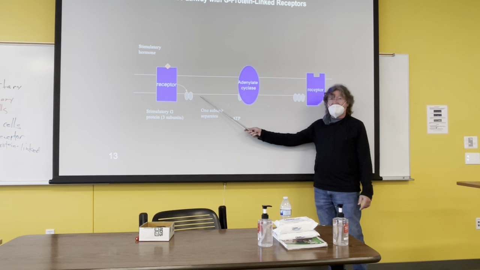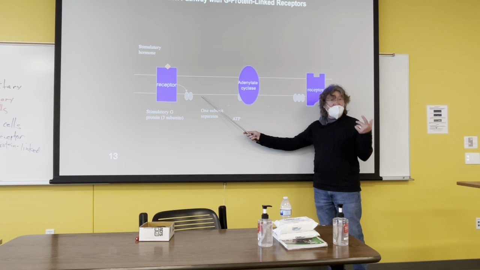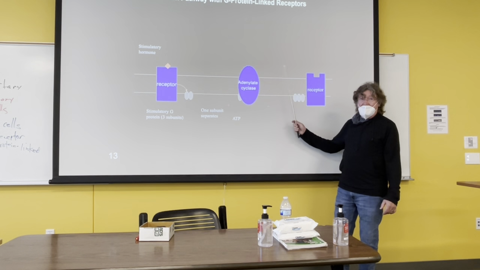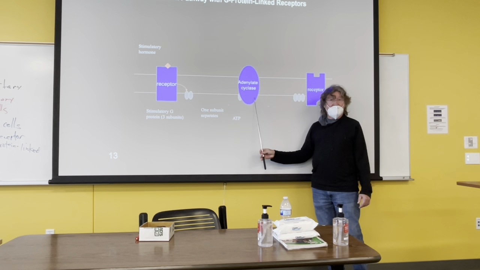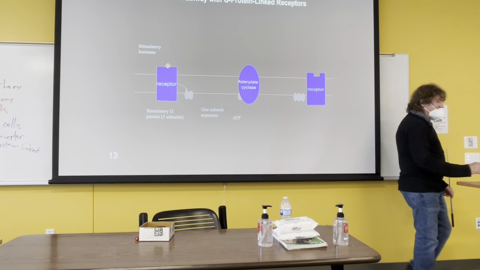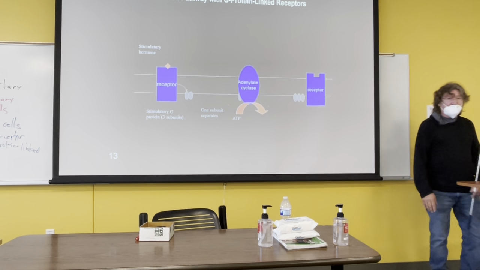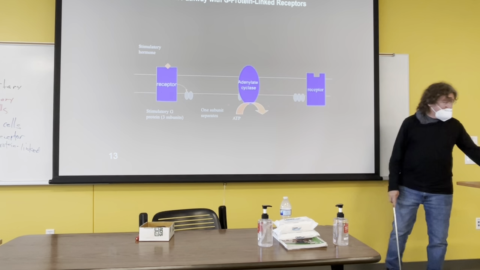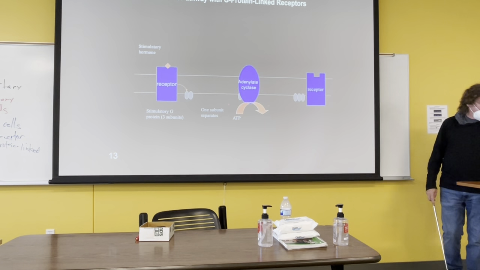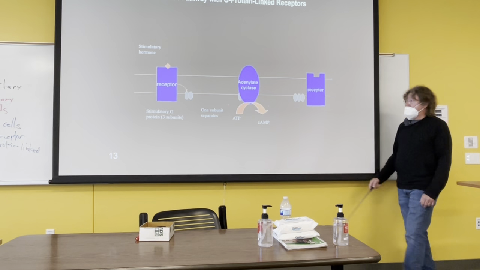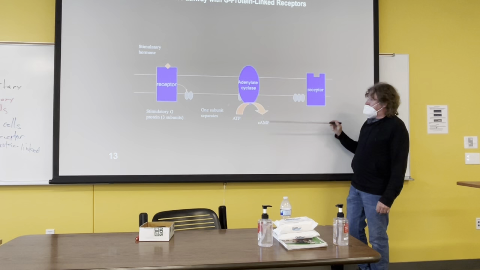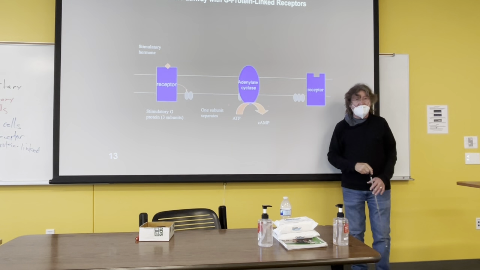the subunit that has the binding site for the GTP dissociates and binds to an effector. In this case, it's adenylate cyclase. Okay, there are others, depends. They do something else. What adenylate cyclase does is it is an enzyme that converts ATP into cyclic AMP, and this is the second messenger.